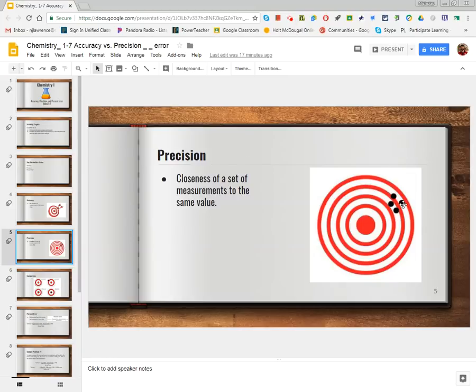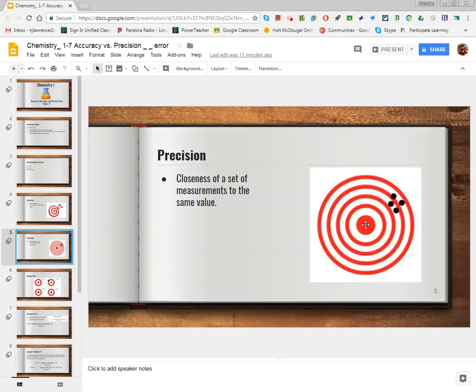So here is a bullseye. Obviously, the goal of the bullseye is to hit the target in the middle. This person had 4 chances. Their 4 chances were precise. They were consistent. They were together. But they were not very accurate because this obviously was the target. This was the correct measurement they were looking for.